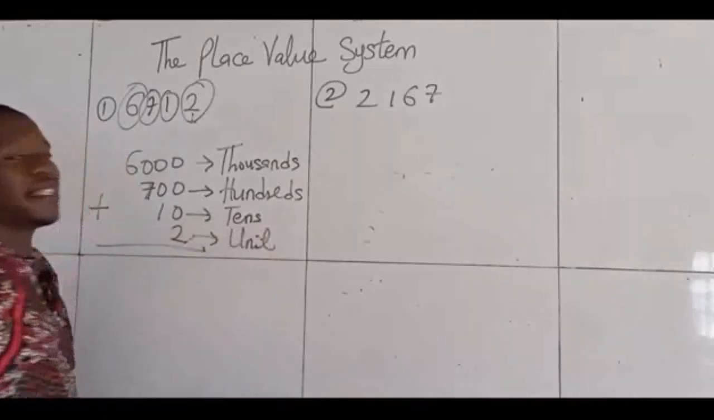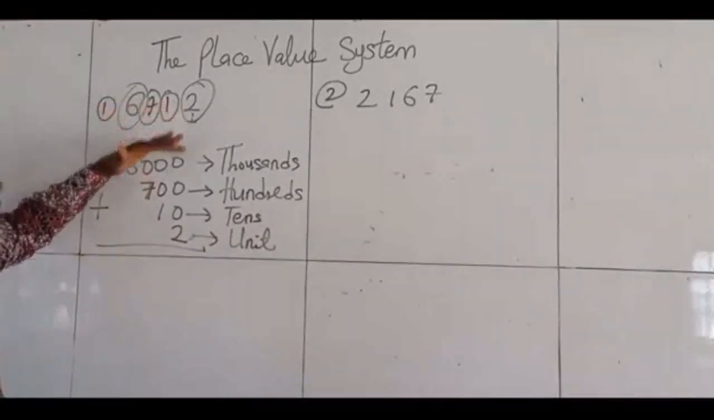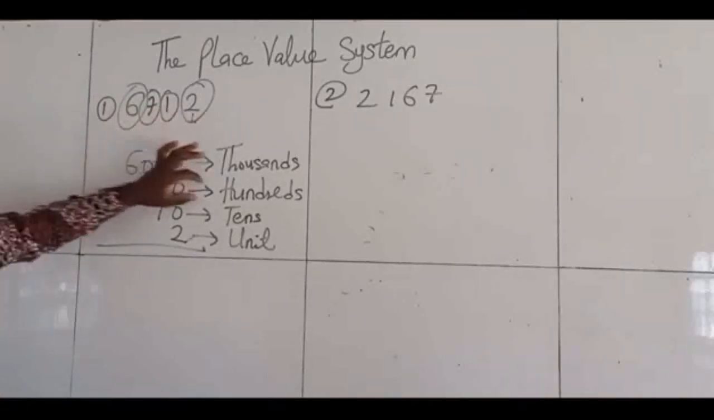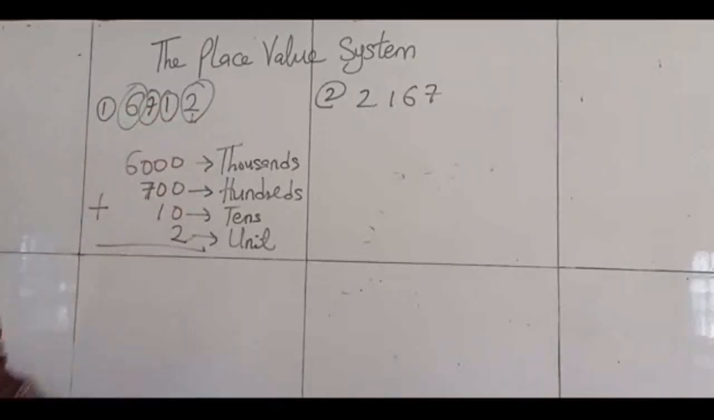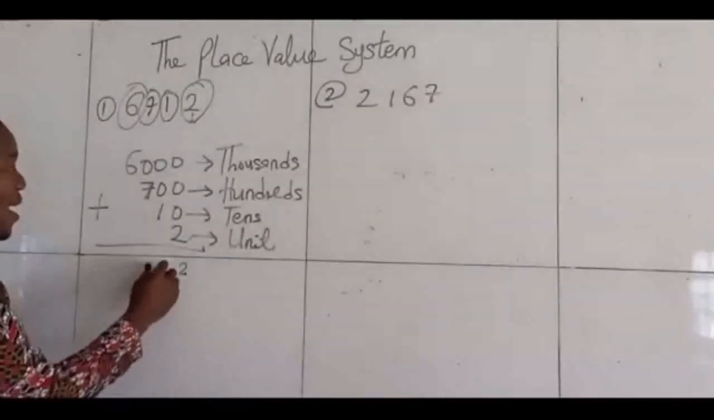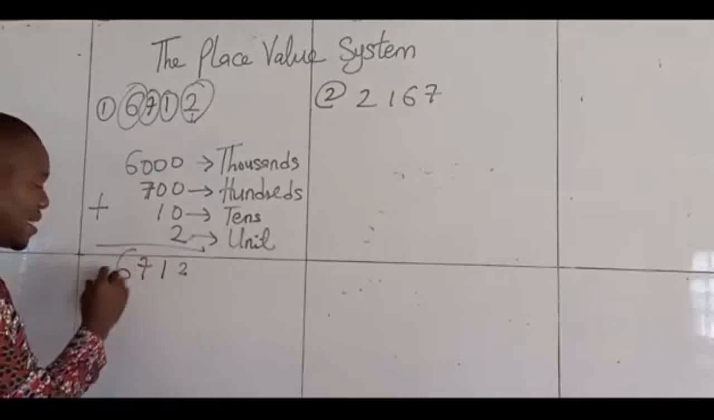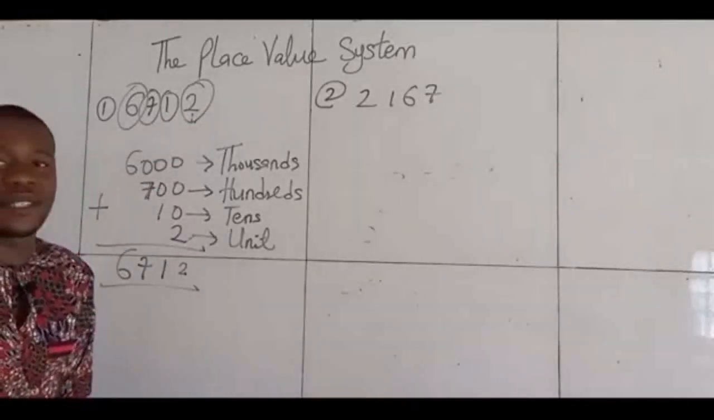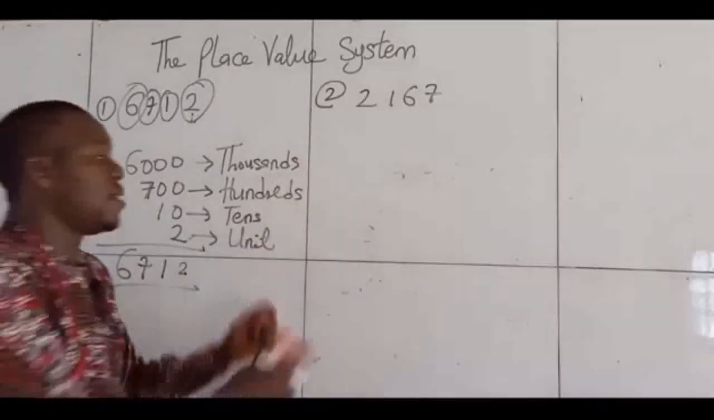So we can see that these numbers can be split out in their different place values, and you will have 6,000, 700, 10 and 2. We can add them together, and we get 6,712, which is still the same as this, place value systems. So we can look at the values of these numbers.